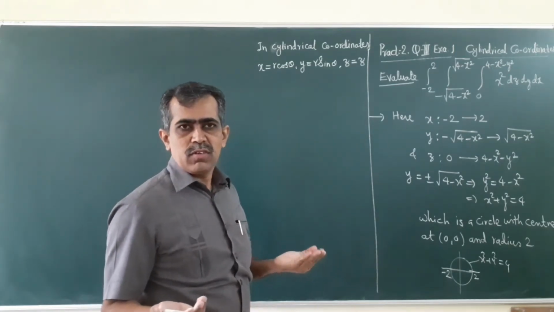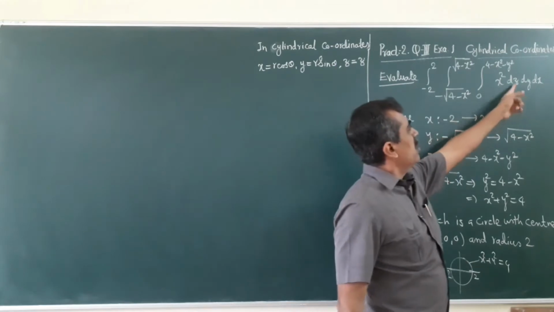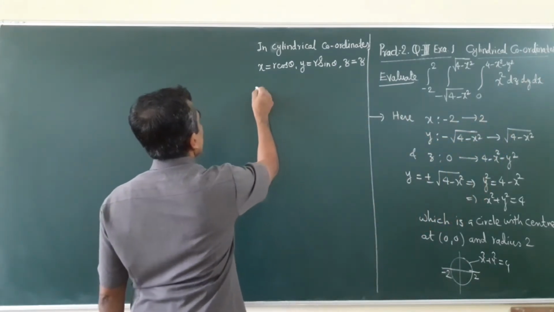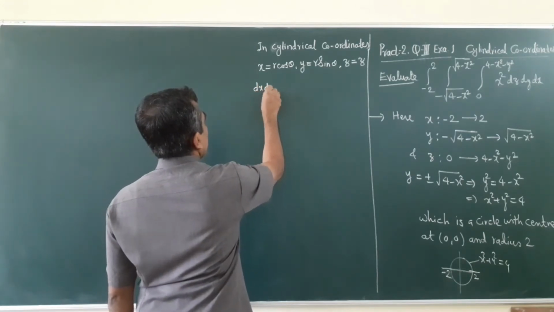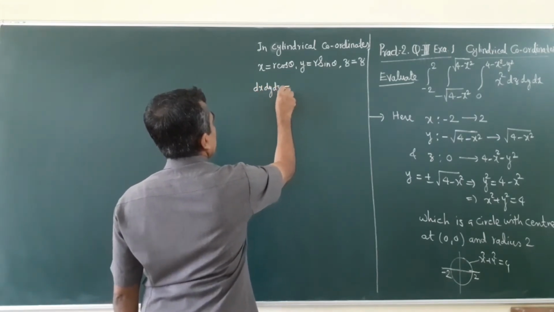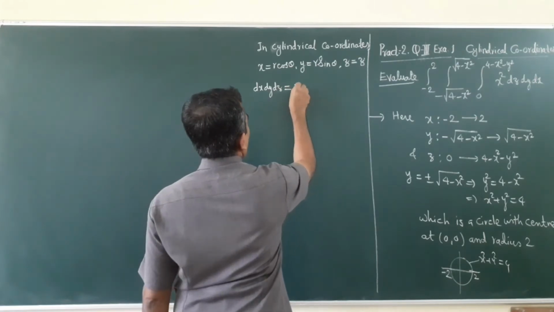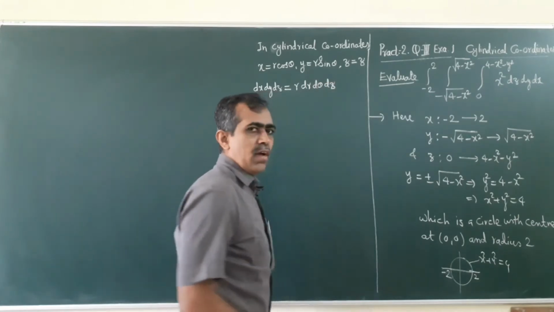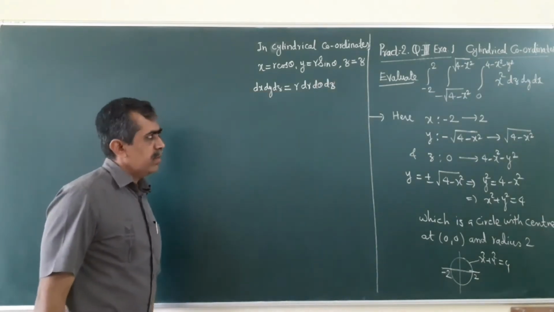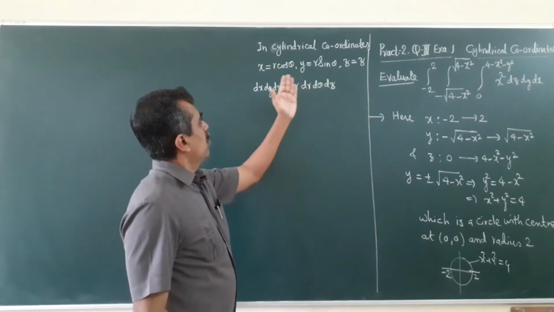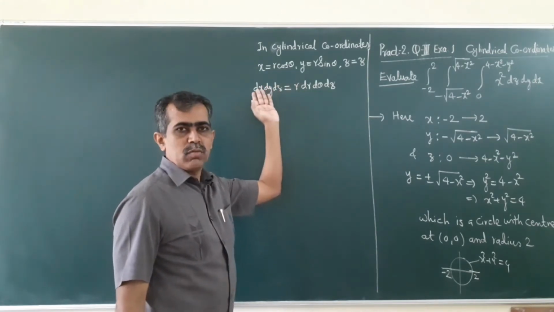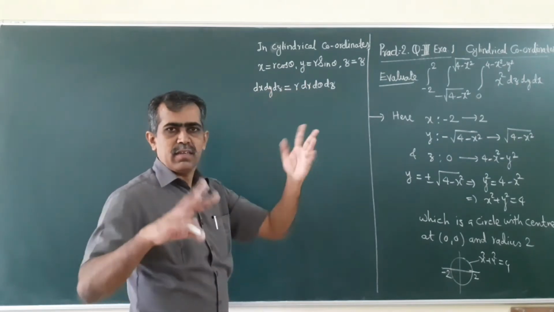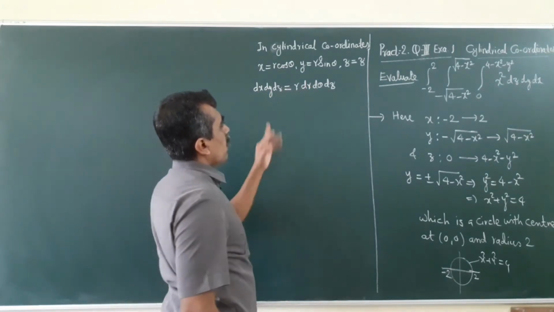Now what about dx dy dz or dz dy dx here in terms of dr d theta dz? Here dx dy dz is equal to r dr d theta dz. This is the first step: make a substitution, and find dx dy dz in terms of dr d theta dz. Now go for the limits.